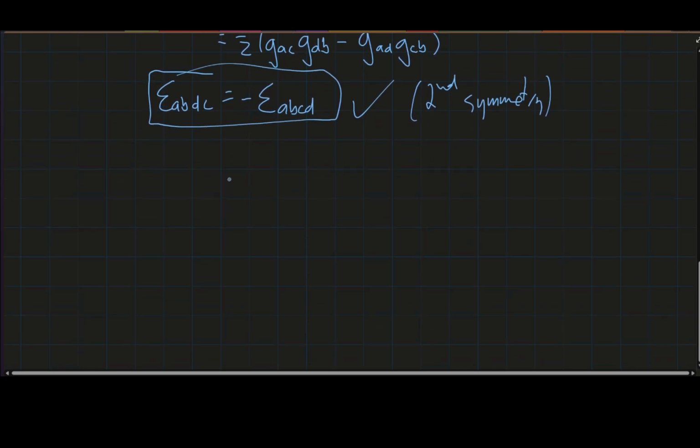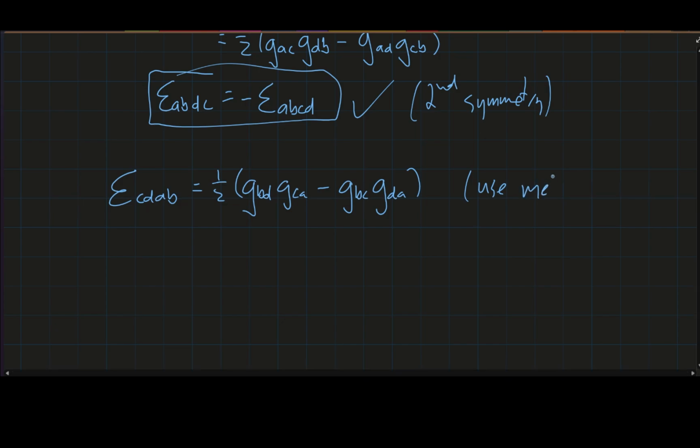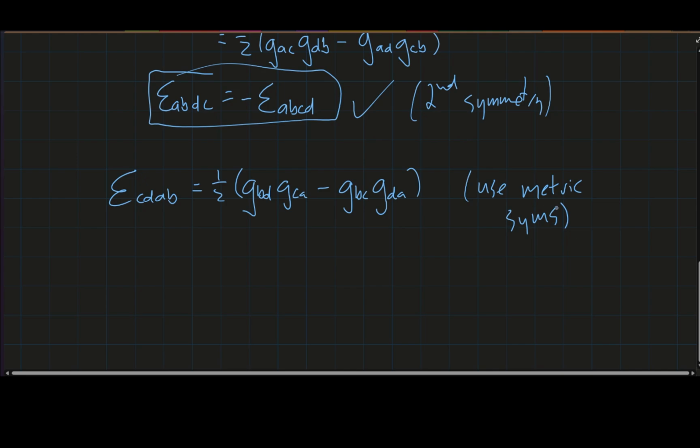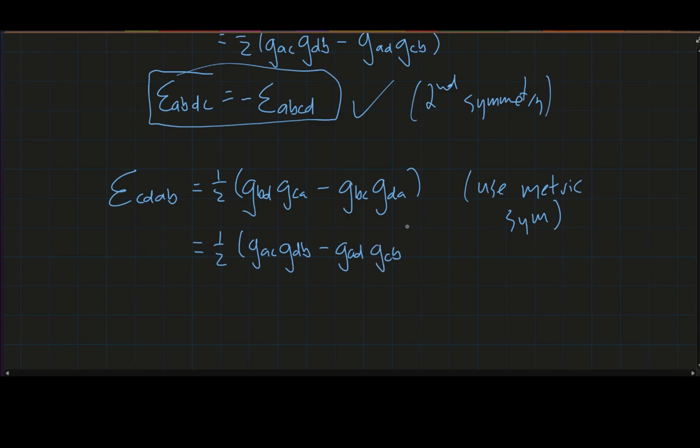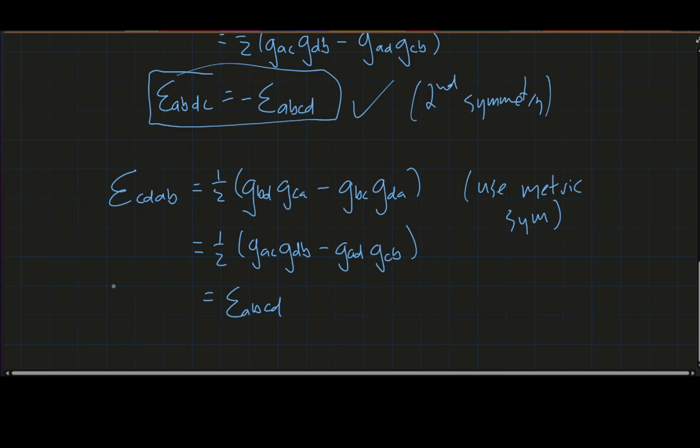And now let's check the swap symmetry, I think they call it. So we're going to have CDAB, so interchanging the first two indices with the last two. Okay, so we can just write this out explicitly based on what our formula gives us. g_BD g_CA minus g_BC g_DA. So again, we're going to use the metric symmetry. So we can rewrite this as 1/2 g_AC g_DB minus g_AD g_CB, which is exactly epsilon_ABCD, so no minus sign this time, which is what we expect for a tensor with the symmetries of the Riemann tensor.